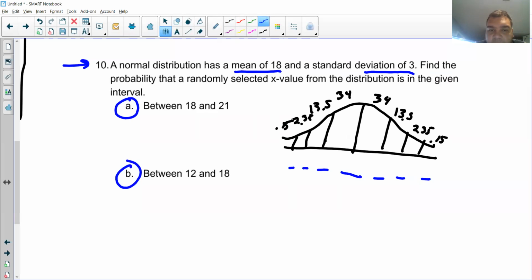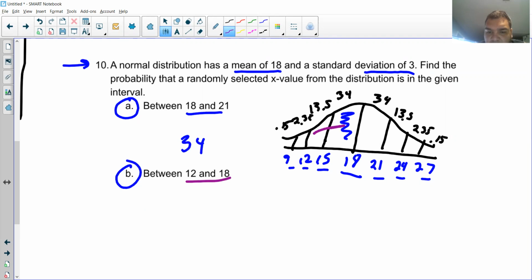And this is for the recording, just in case you didn't get it. 18, we're going to plus or minus 3 each time. So 21, 24, 27. And then less, 15, 12, 9. And then for here, 18 to 21, that's just this place right here. So that's 34, no need to add. And then for 12 to 18, that is this area right here. So 13.5 plus 34 gives me 47.5.